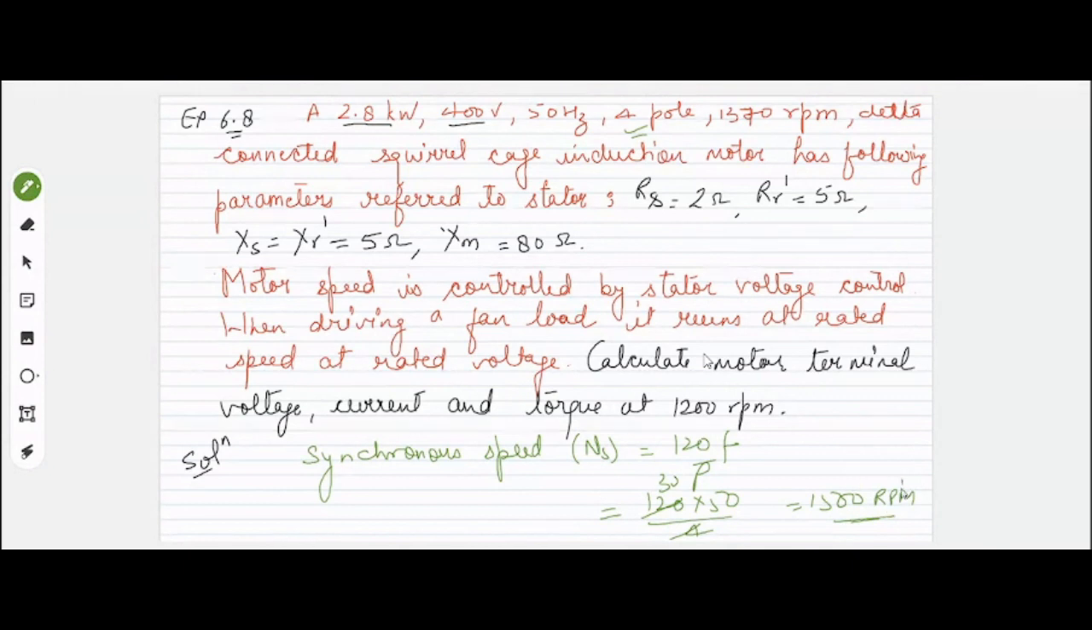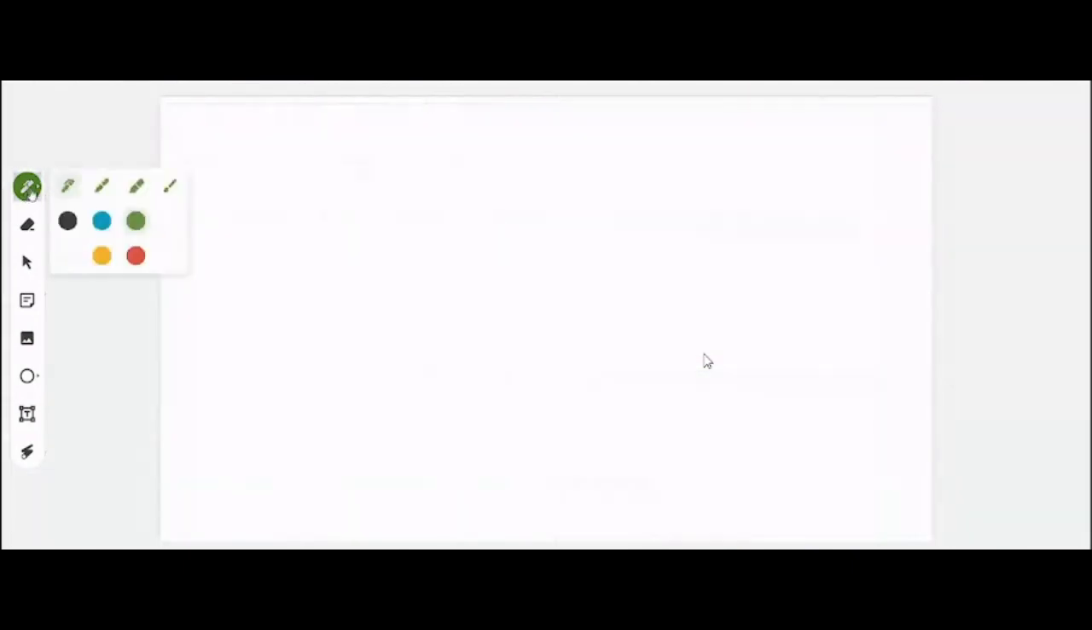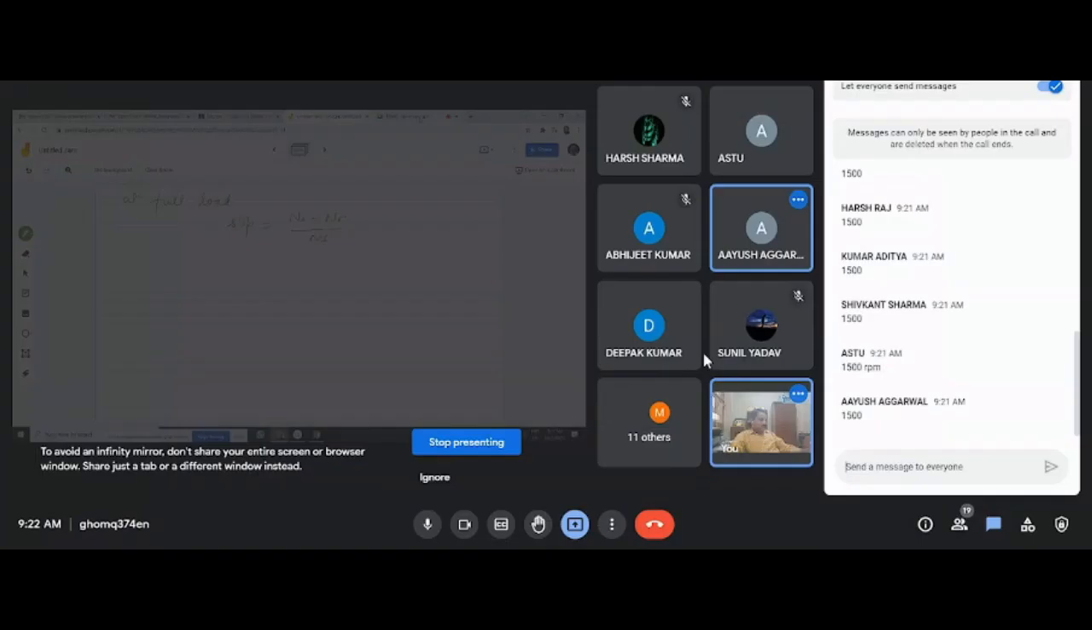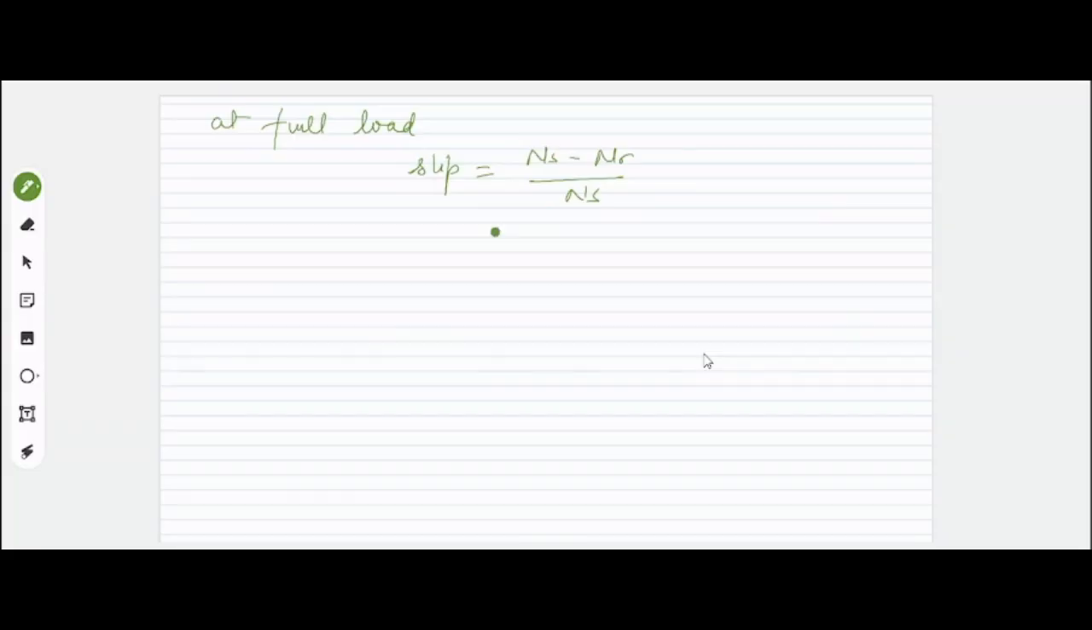If you know the Ns, can you find the value of slip at full load? What will be the slip at full load? Slip, we know, is equal to Ns minus Nr over Ns. How much will be the value of slip? Write your answer in the chat box. The value of slip at full load. We are talking about slip at full load, right?